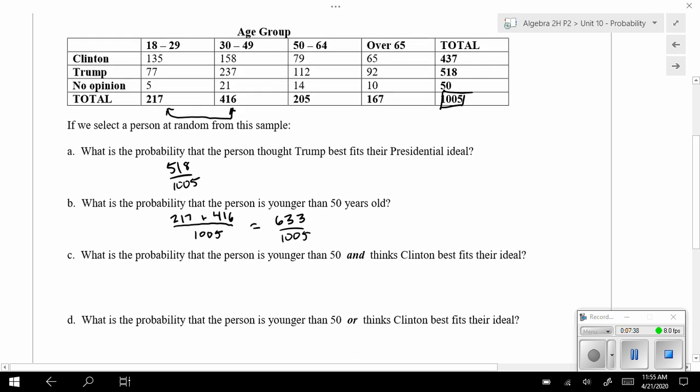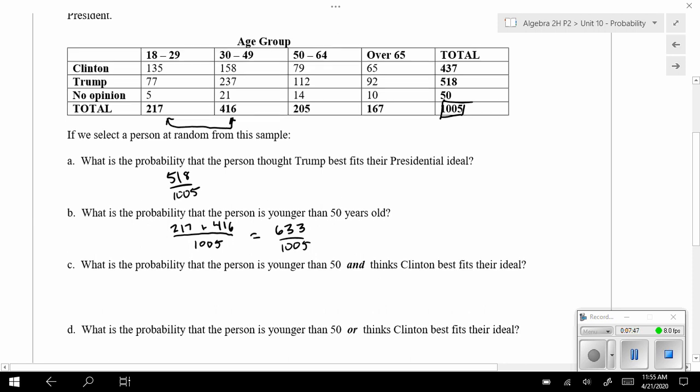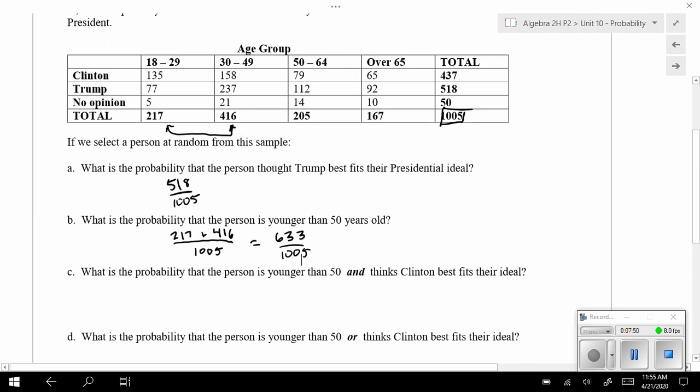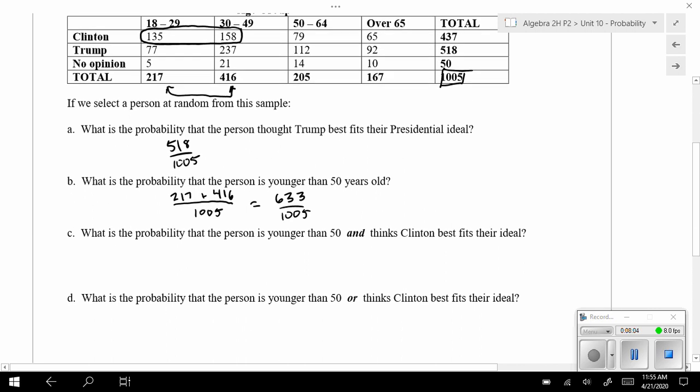What is the probability that the person is younger than 50 and thinks Clinton best fits their ideal? So younger than 50. So that's going to, again, be these two columns that we pointed to before. And thinks Clinton fits their best ideal. Well, that's those two added together. And these are not conditional probabilities. So it's going to be 135 plus 158 out of 1,005. So that's going to equal 293 out of 1,005.